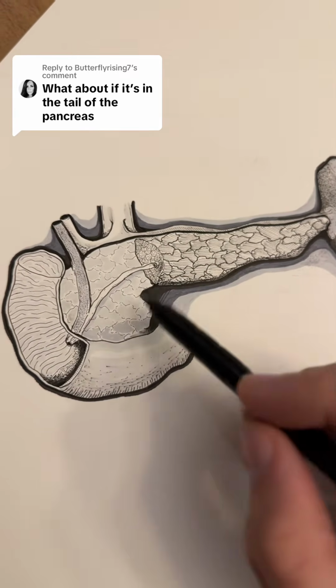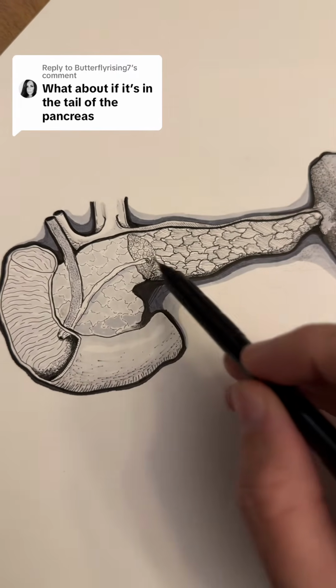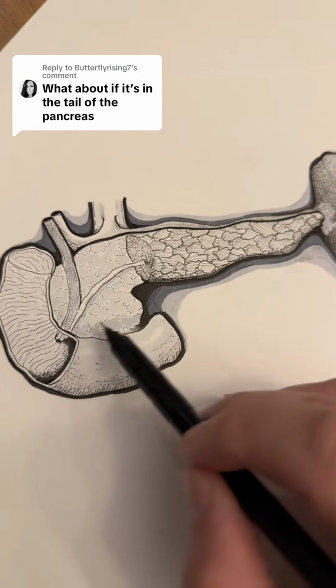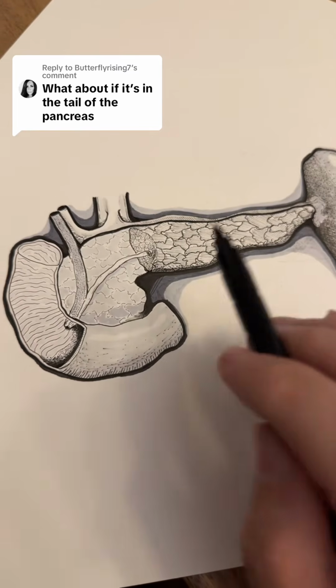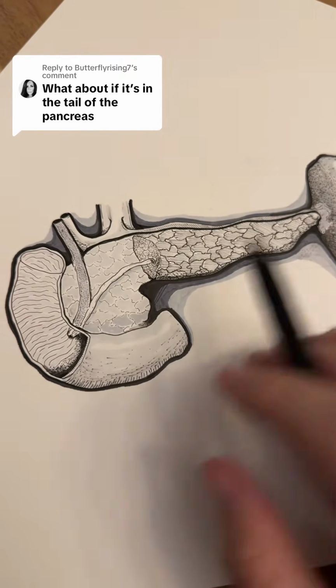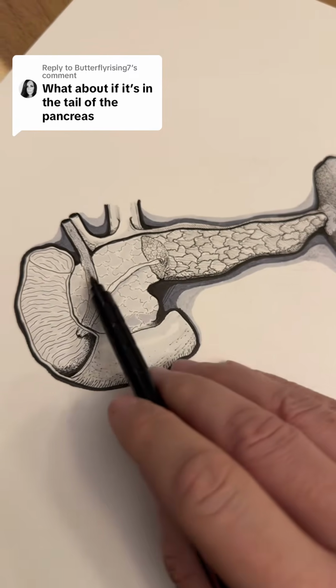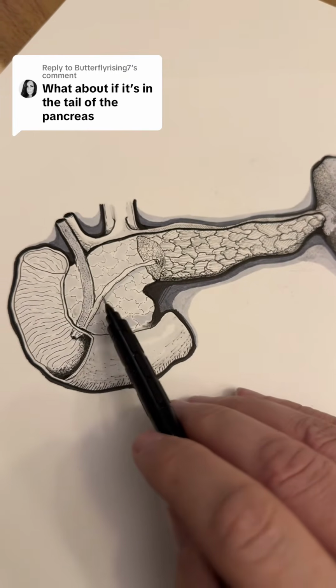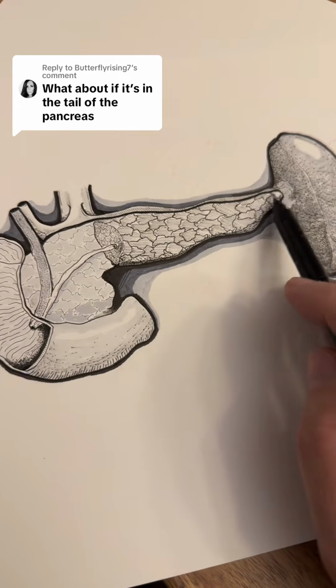And the pancreas I've drawn as a cutaway. So this is kind of like the surface, and then this is a cutaway to show the head here. Now, most of the pancreas cancers we're talking about, and we are talking about adenocarcinoma, that's the most common and most lethal kind, arises here in the head. But the question is, what about if it arises here in the tail?